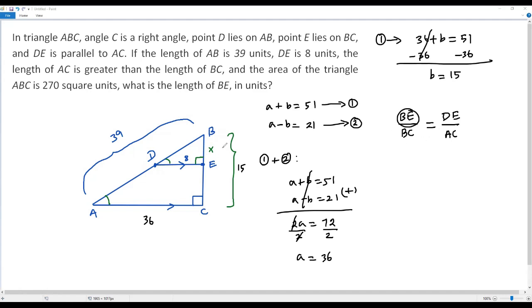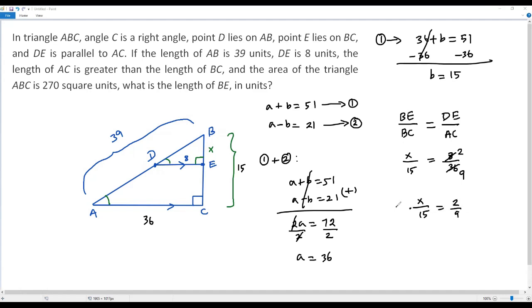For BE, we know that x, let's plug in x for BE. And for BC, we know that 15. And for DE, we know that 8. And for AC, we have 36. Here for 8 and 36, there is a greatest common divisor 4. 4 goes into 8 2 times and 4 goes into 36 9 times. I am getting x over 15 equals 2 over 9.